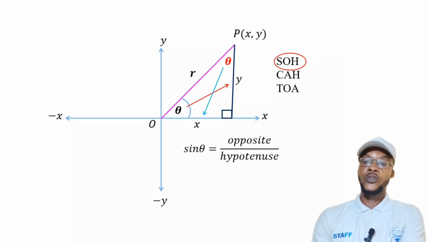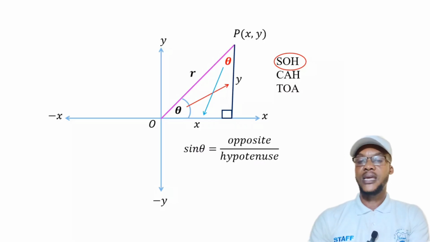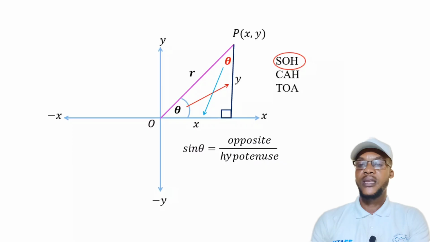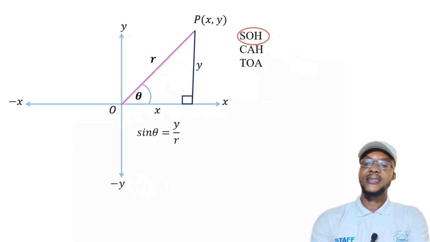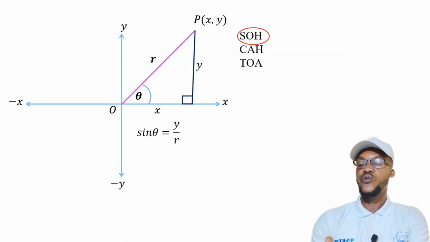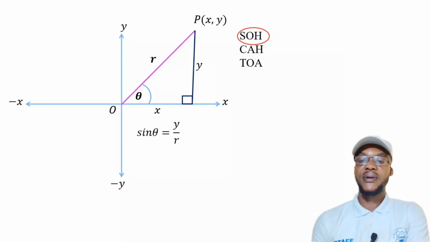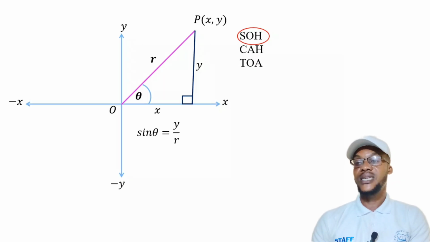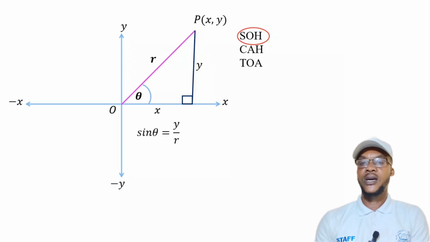But because we are dealing with the angle formed on the x-axis, then we conclude that our opposite is the y. Okay, if that's the case, then sine theta, since it is opposite over hypotenuse, and we know that that length and the terminal side represent the hypotenuse, that is the r. So sine theta gives us y on r.